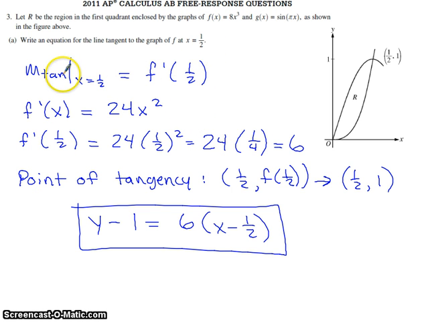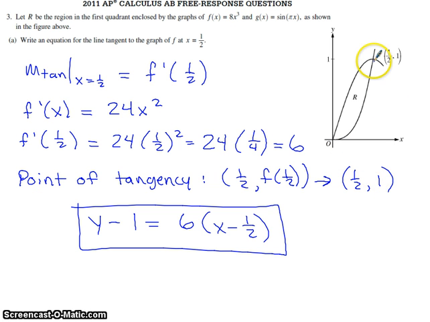So the slope of that tangent line is going to correspond to the derivative of f evaluated at 1/2. Pretty simple derivative to take. You need to evaluate that derivative at 1/2, so if you do that carefully, you get a slope of 6, or a derivative value of 6. And then the point of tangency is going to be (1/2, f of 1/2), and if you use this formula to find f of 1/2, put 1/2 in place of x and cube it, you get 1/8. 8 times 1/8 gives you a y value of 1.